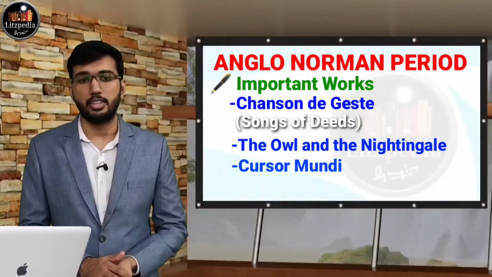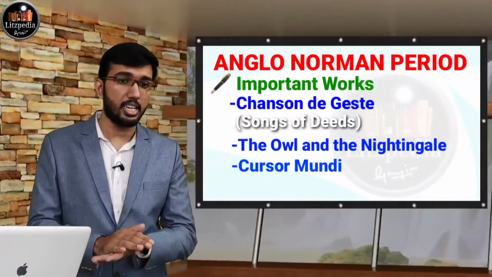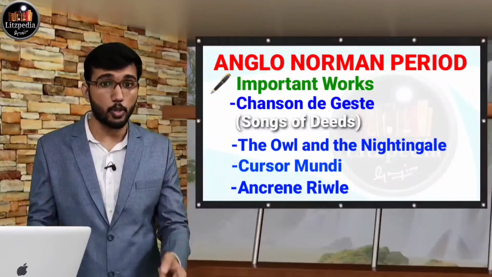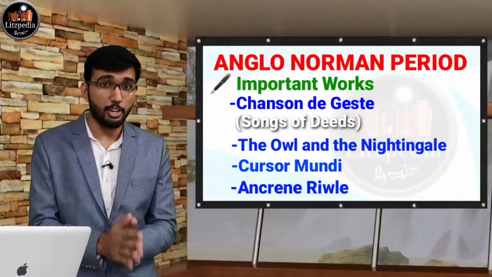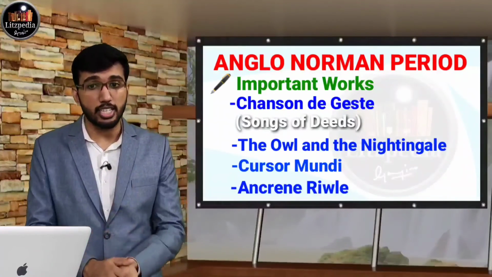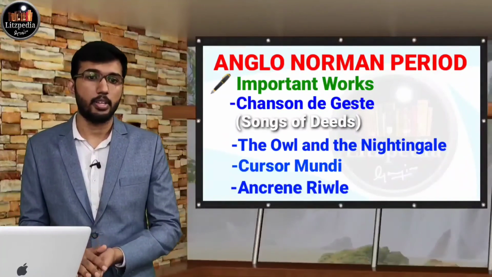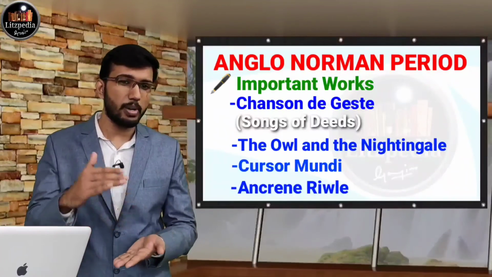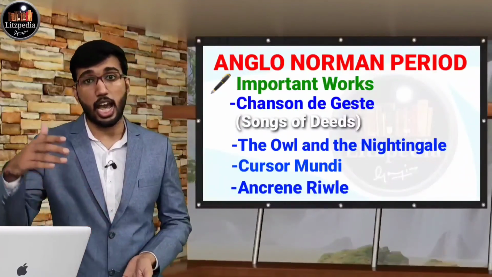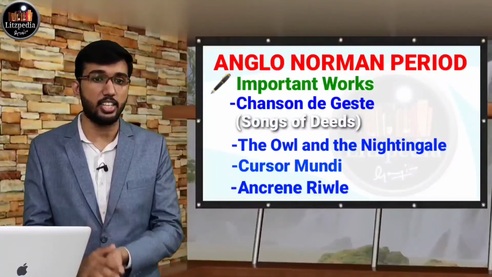And the next work is Ancrene Riwle. It is actually a prose work. We need to know that Ancrene Riwle is a prose work, and it is a guide for anchoresses. Anchoresses are actually women who devoted their life to God. Okay. So this is actually an anonymous monastic manual, this Ancrene Riwle, for female anchoresses, written in the 13th century.